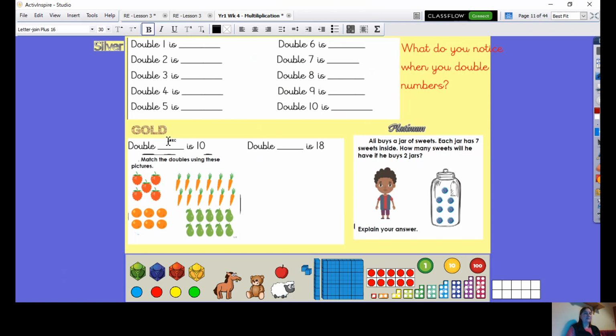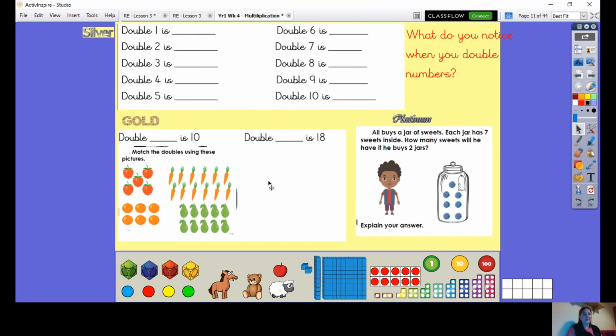So here it says double something is 10. So we've just done that one. And you might always think about this one as well. Double something is 18. So you might need to work those out. And then this one is saying match the doubles using these pictures. So this side is 5. So double 5 is what? Which one of these pictures matches double 5?